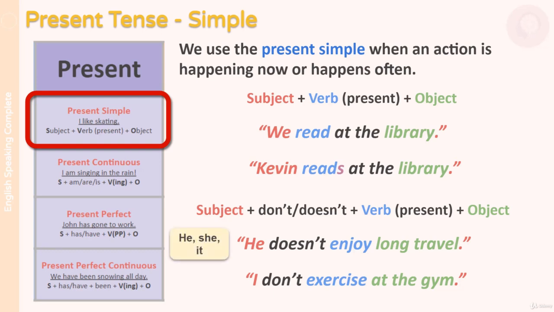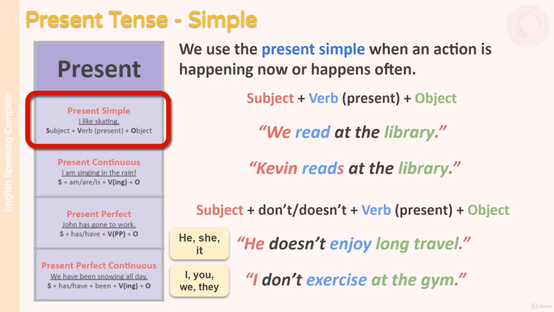Of course, for third person pronouns, he, she, it, we would use doesn't. And for don't, we have I, you, we, or they. They don't exercise at the gym. We don't exercise at the gym. So we just need to remember which we use, doesn't or don't, depending on the subject pronoun.